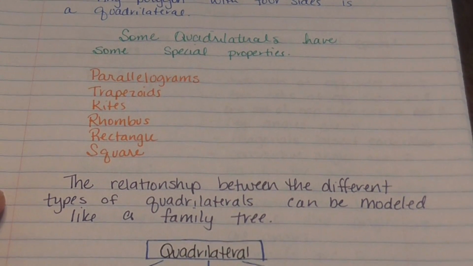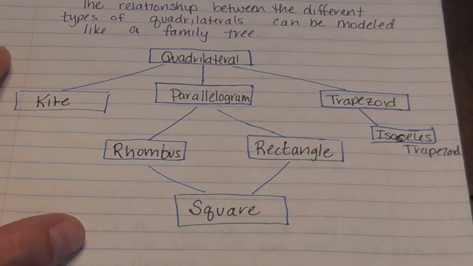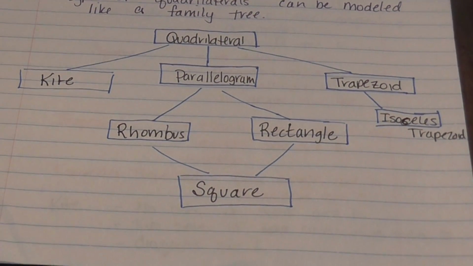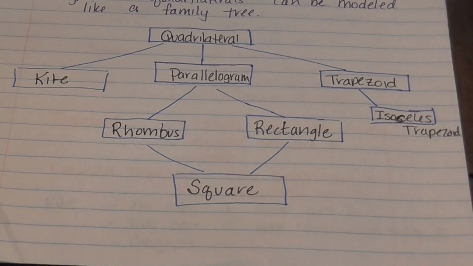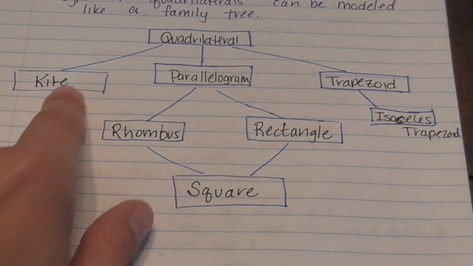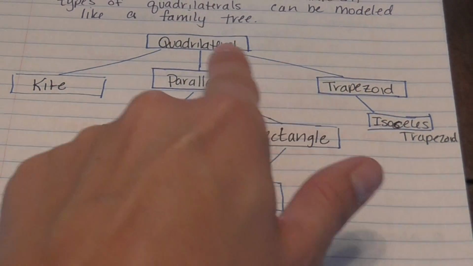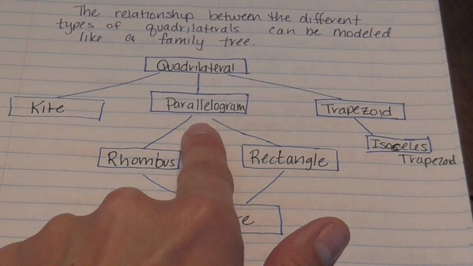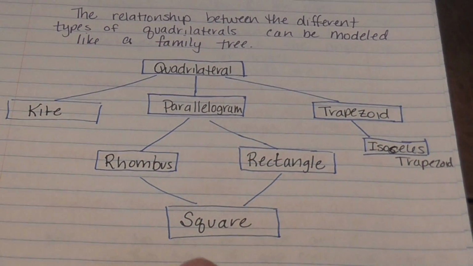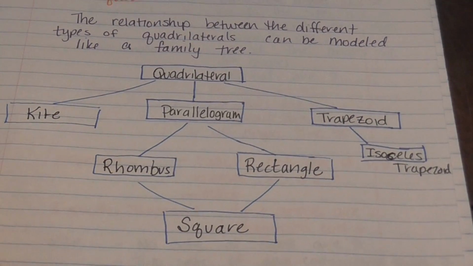Alright, so the relationship between the different quadrilaterals can be modeled like a family tree. If we take a look at this model right here, we've got quadrilaterals at the top. Kite is a quadrilateral, directly connected. A parallelogram is a quadrilateral, and a trapezoid is a quadrilateral. Rhombus and rectangle are both parallelograms, which are quadrilaterals. And a square is both a rhombus and a rectangle. It shares all the properties.